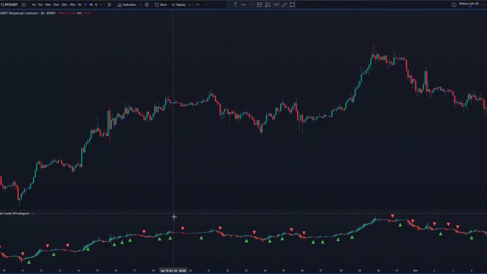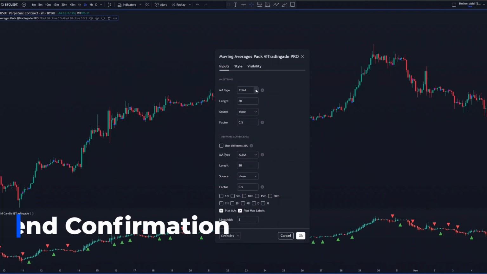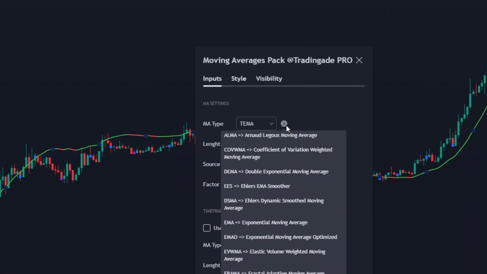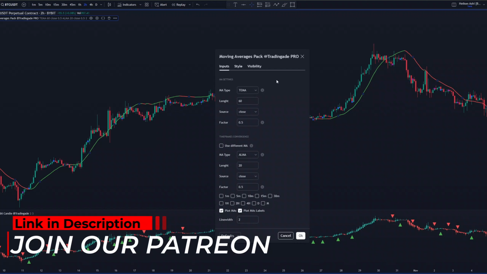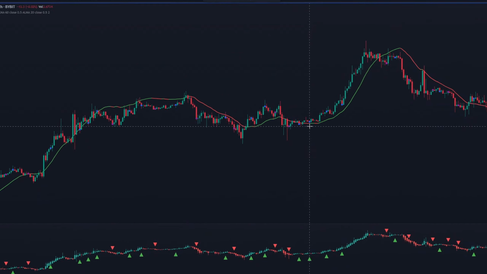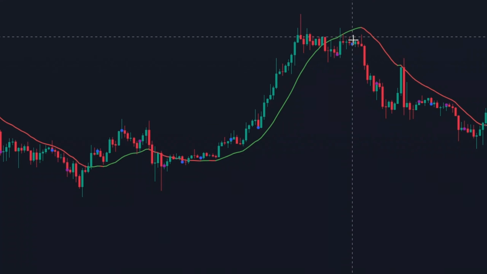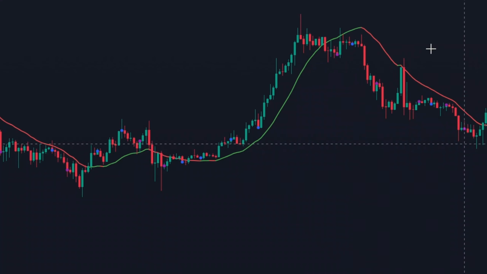In today's strategy, we will use this indicator as our main entry signals. Then, in order to confirm the trend, we're gonna use a trend confirmation based on the TEMA, the triple exponential moving average, taken from the moving averages pack by TradingGate Pro. We're gonna set a length of 60 and source close. We're gonna allow long positions only when the price is above our moving average, whereas we're gonna allow short positions only when the price is below our moving average.